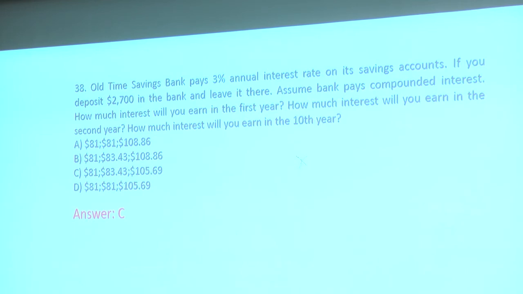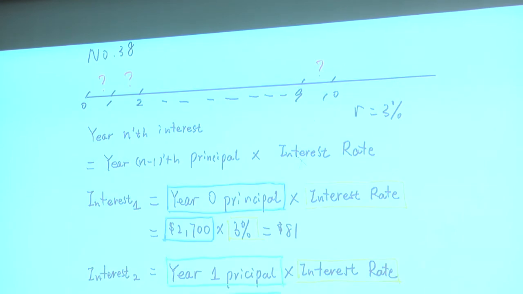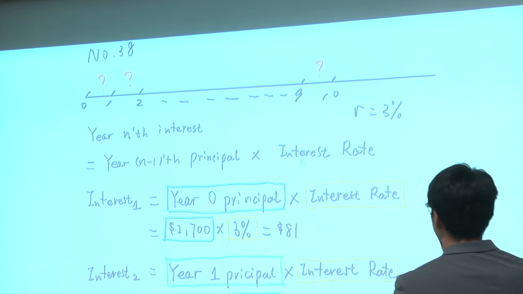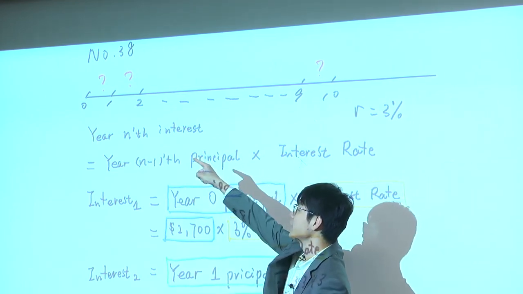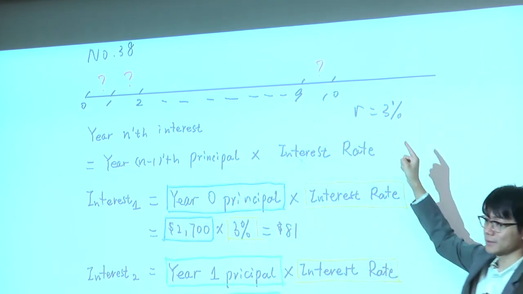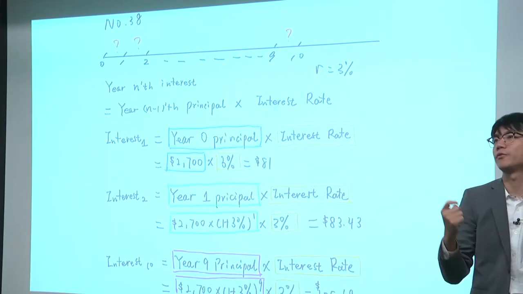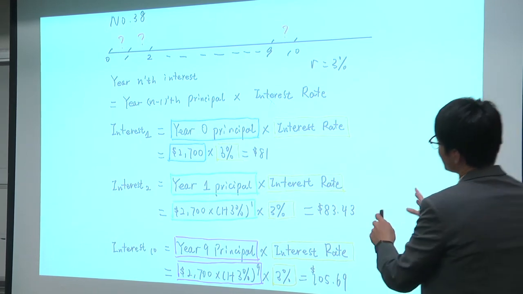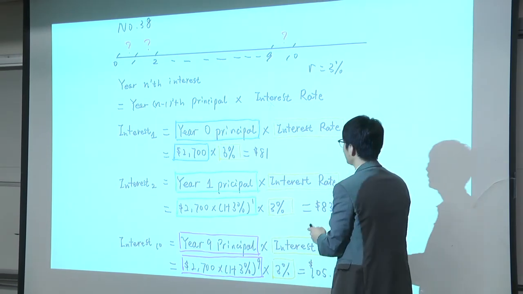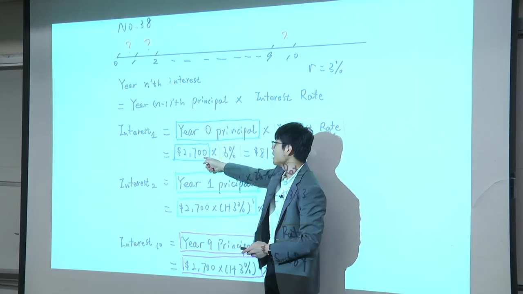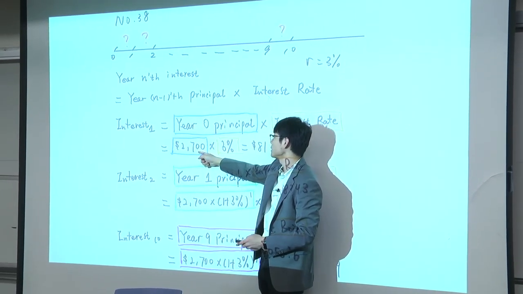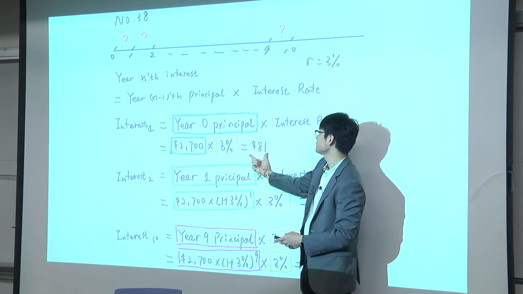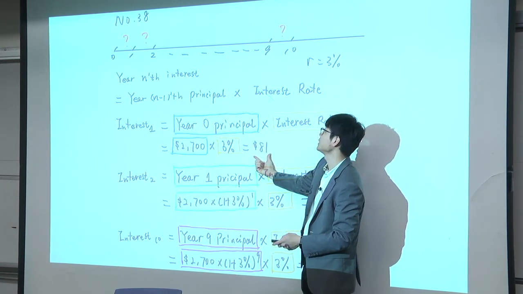Your year 0 saving times interest, right? Year 2 interest will be what? Year 1's saving times interest. So what you need to do is to find out year 0's saving, year 1 saving, and year 9's saving to get the interest for first year, second year, and 10th year, right? So I matched a little bit colors here for you not to get lost. Year 0 principal is how much you saved just now, $2,700, right? Times interest rate, $81 for the first year's interest.